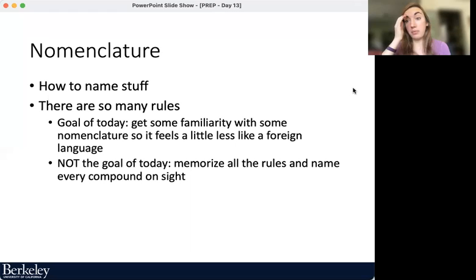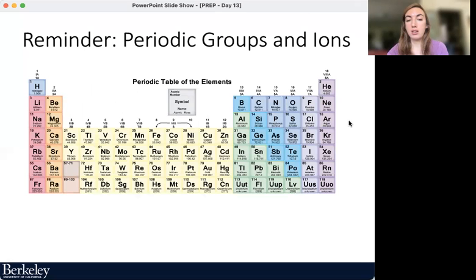That said, we only have an hour, so we're not trying to memorize all the words and be able to name any given compound we see on sight. I'm really just trying to give you a taste of some of the nomenclature. So we're going to start with ionic compounds.